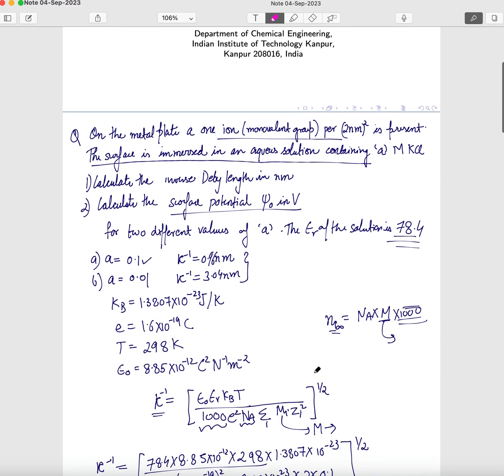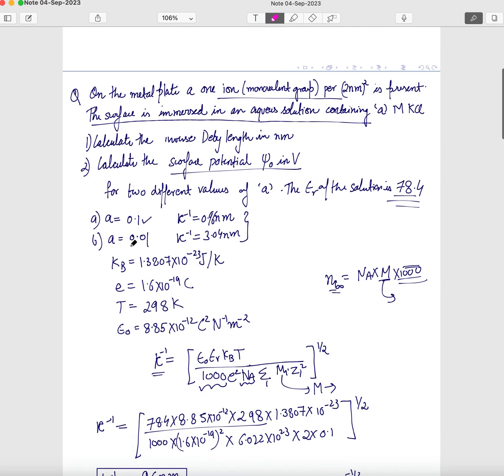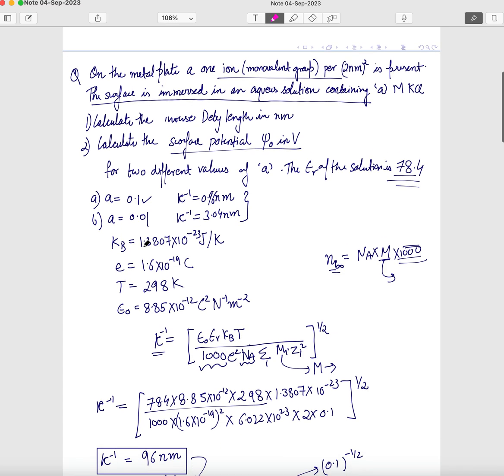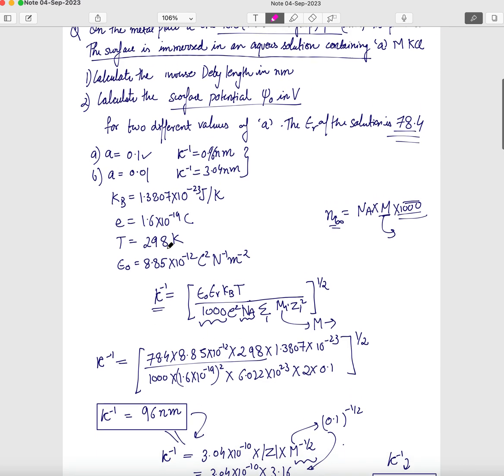The first question we discussed is on a metal plate where one monovalent ion group per 2 nanometer square is present. The surface is immersed in an aqueous solution containing A molar KCl. Calculate the inverse Debye length in nanometer, and calculate the surface potential psi naught in volt for two different values of A. The epsilon r of the solution is 78.4. A for the first case is 0.1 and for the other is 0.01, and we found the answers to be 0.96 nanometer and 3.04 nanometer. So here is the solution to this question.